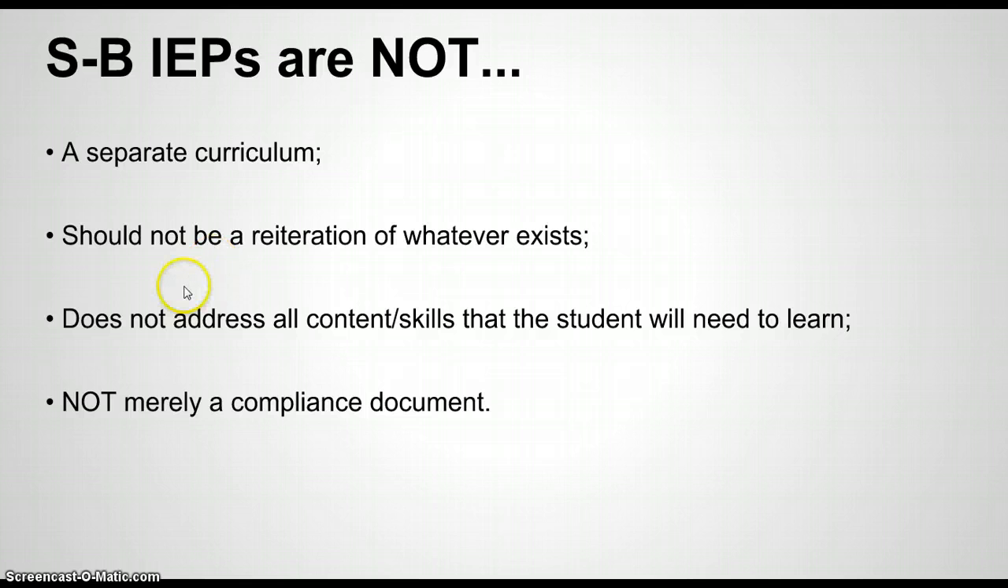Don't address all content or all skills that they need to learn. Let's focus on really what you think they can accomplish within that IEP year. And then don't make it just a compliance document. Really try to focus on their individual needs. And if we write really good PLAFs, those standards-based goals come much easier.